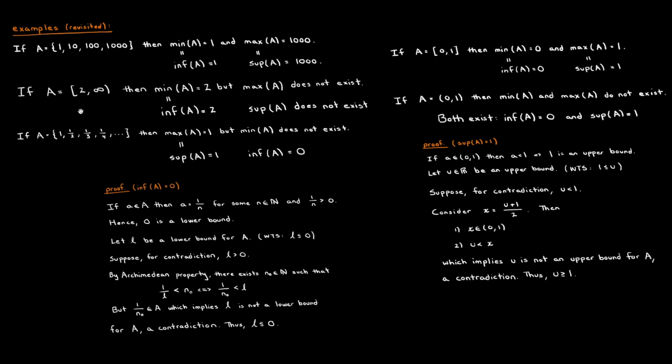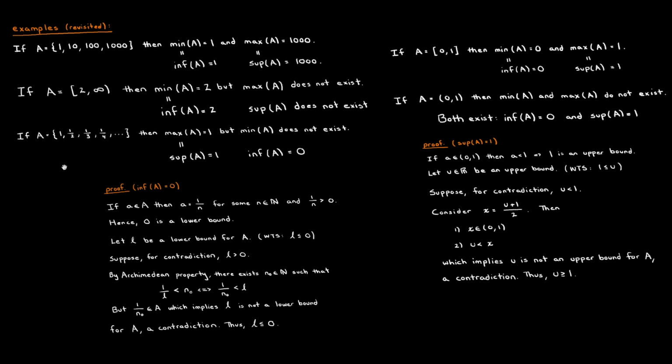For the second example, where we have the interval from 2 to infinity, we saw that the minimum of A is 2, and so therefore the infimum of A must also exist and must also equal 2. And in this case, both the maximum of A and the supremum of A do not exist because this set has no upper bound. And so therefore, it cannot have a least upper bound.